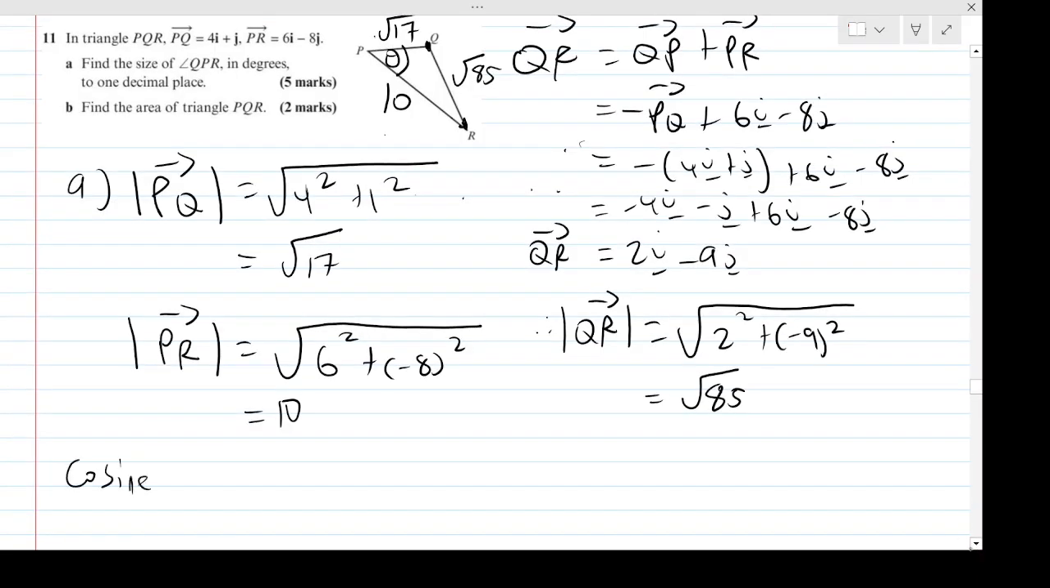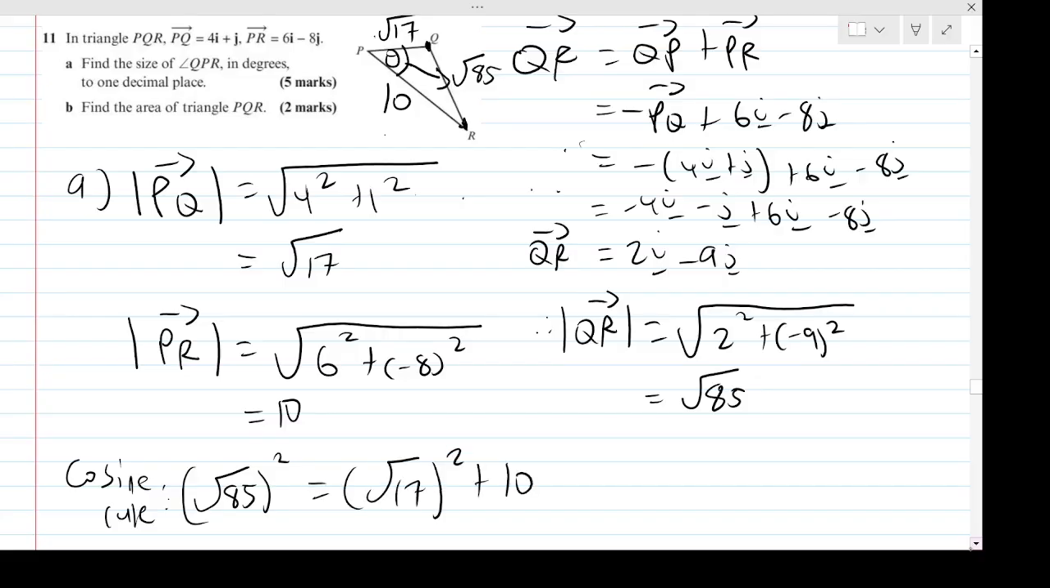So if I do cosine rule then, we know that theta, the angle which I want to find, that's angle QPR, the angle at P, is opposite the side root 85. So we're going to get root 85 all squared. Remember, a squared equals b squared add c squared minus 2bc cosine of A. So root 85 squared is the other two sides squared: root 17 squared add 10 squared minus 2 lots of root 17 times 10 cosine of the angle theta, which is what I want to find.